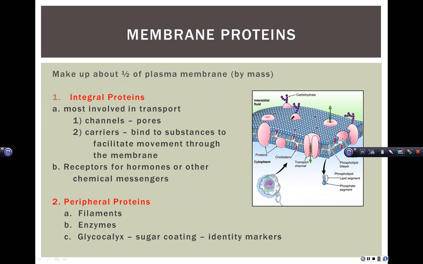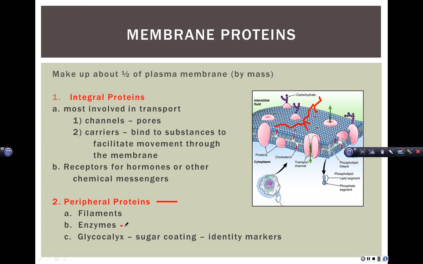The proteins that are peripheral, on the periphery, sticking on the outside, have some different jobs. They can be the little filaments, basically like squiggly lines that can hold one cell onto another cell or hold together different parts of a cell, giving it some stability and some structure.